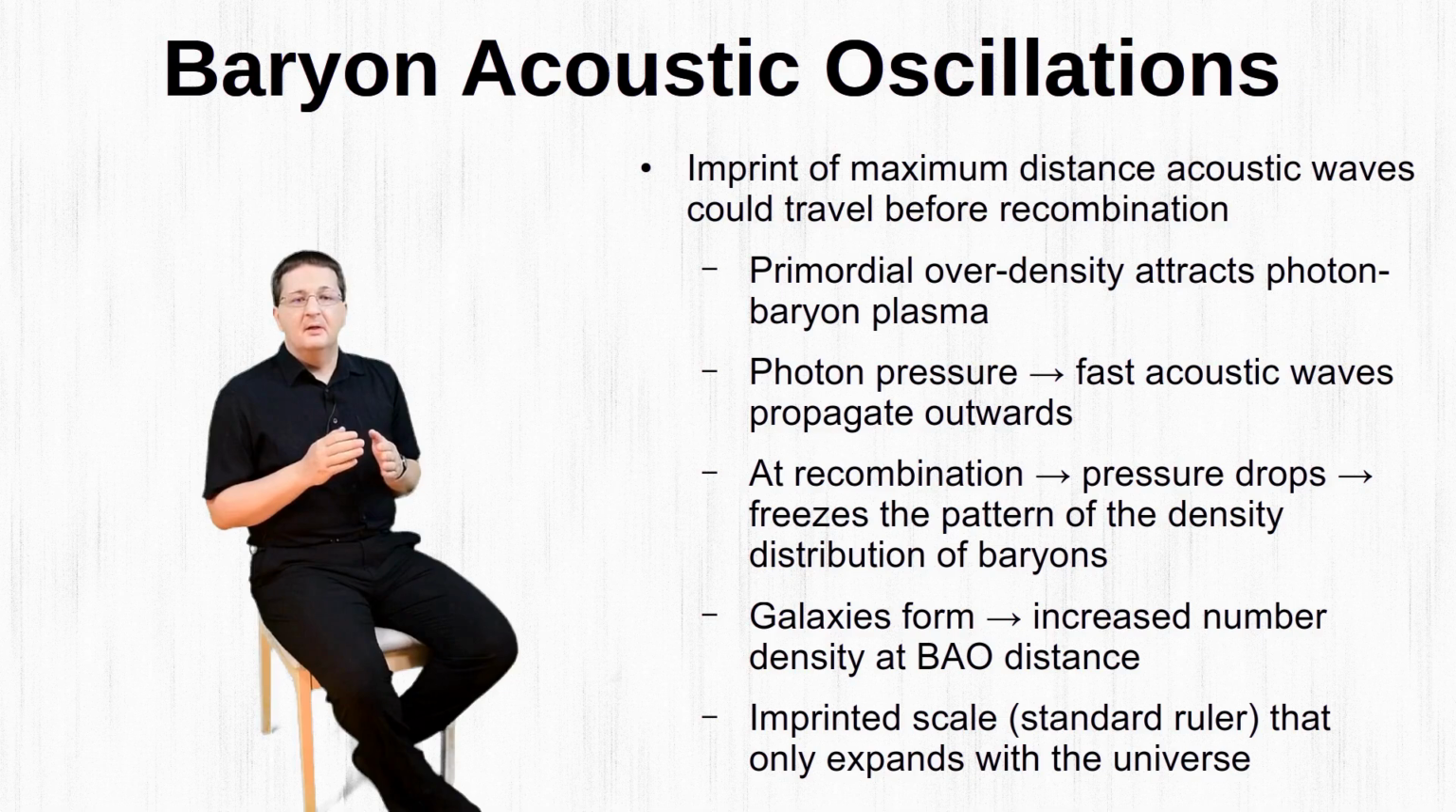This allows us to measure the expansion history of the universe by measuring the BAO in different redshift slices and thereby constraining cosmological parameters.